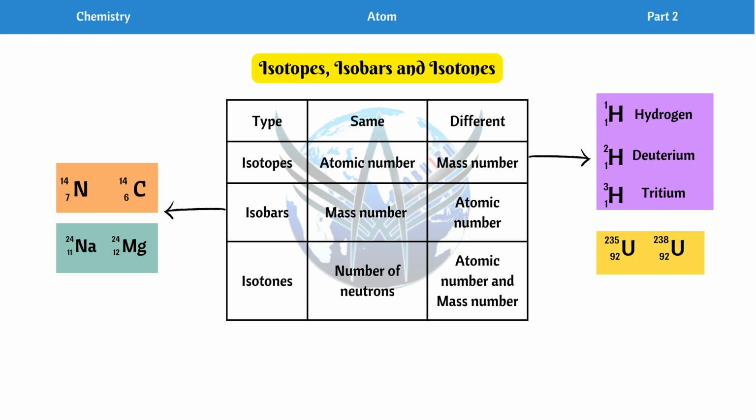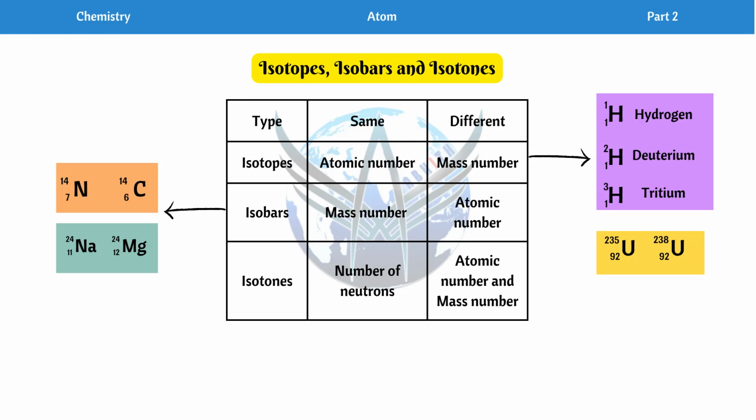Another example we have is sodium and magnesium. The atomic numbers are different, 11 and 12, but the mass number is the same, that is 24 and 24. Then thirdly we have isotones. Isotones are atoms whose number of neutrons is the same, but the atomic number and mass number are both different. So what are isotones? Same number of neutrons, different atomic number and different mass number.